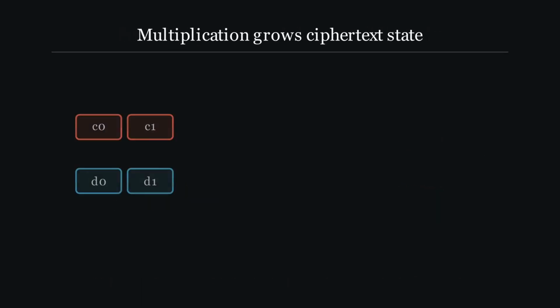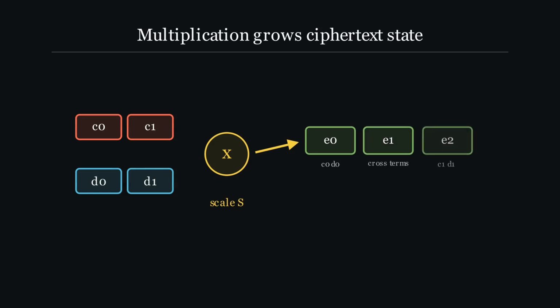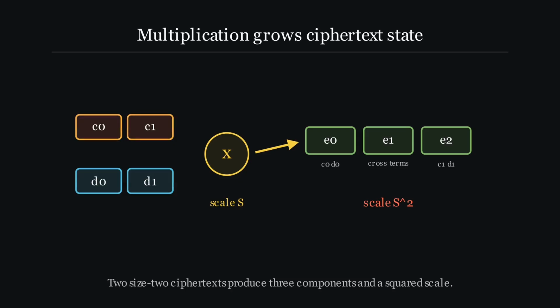Now watch two size 2 ciphertexts multiply. Components C0 and C1 meet D0 and D1 at the multiplication gate. The result expands into 3 components. The first contains C0 times D0. The middle combines the 2 cross terms, and the last contains C1 times D1.